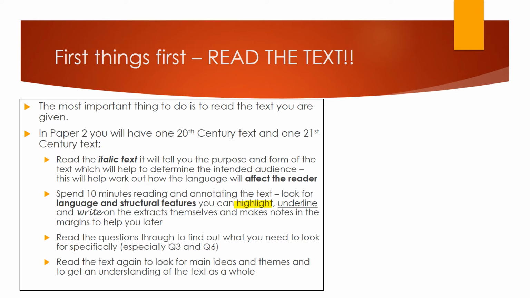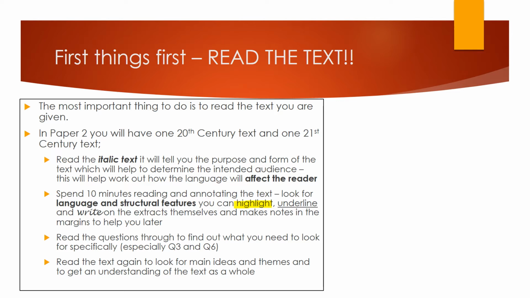So you want to spend about 10 minutes reading and annotating the text. So look at language and structural features in text 1. Make sure that you highlight and underline anything that you find, as well as writing on the extract themselves in the margins of the thing that you found. So if you found a power of 3, make sure you make a note of it, because when you look at it later you might forget why you underlined it.